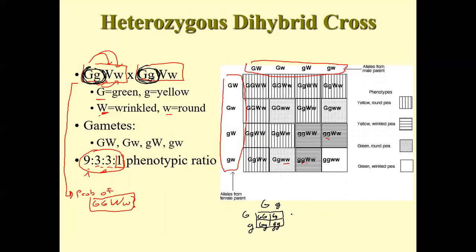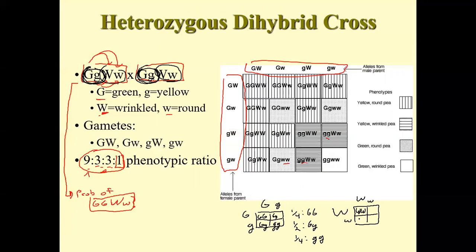And I'm going to write these proportions off to the side. So I have a 1 in 4 chance of getting homozygous dominant. I have a 50% chance, or 2 out of 4, of being heterozygous. And then I have a 25% chance of being little g, little g. Okay. Now I'm going to do the W's as well. Now notice that the parents, when you cross the W's, are heterozygous as well. So you're basically going to be getting the same results because the parents were heterozygous for those.